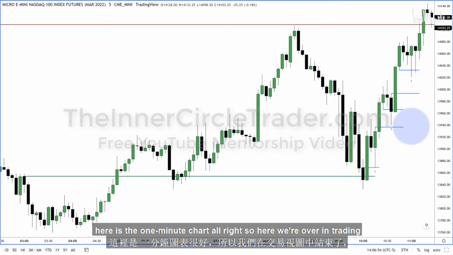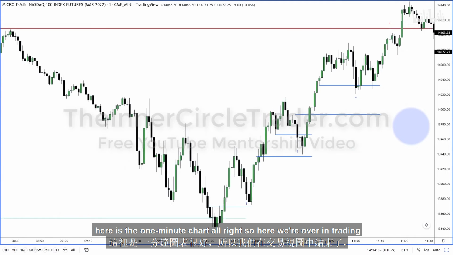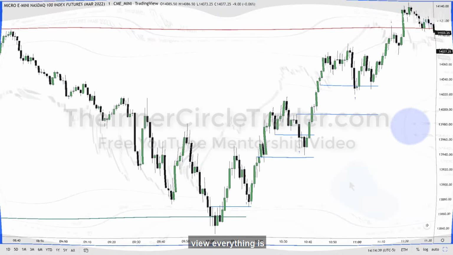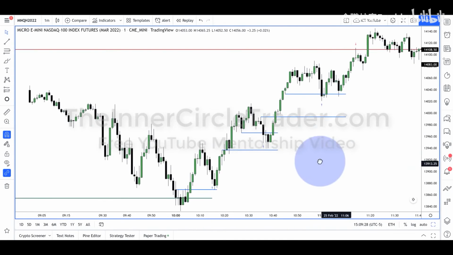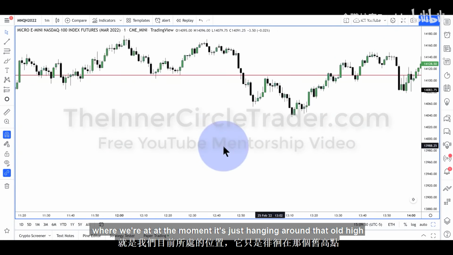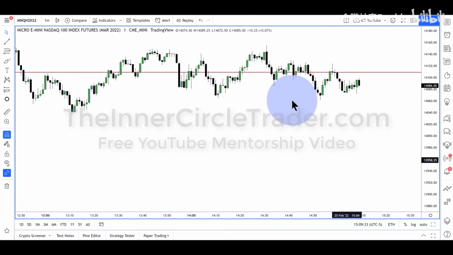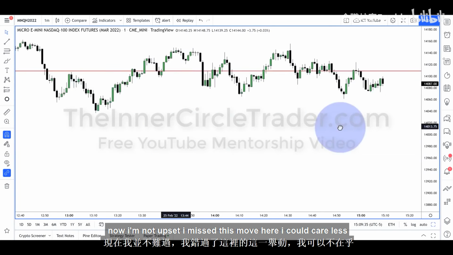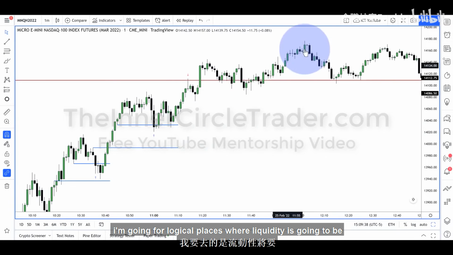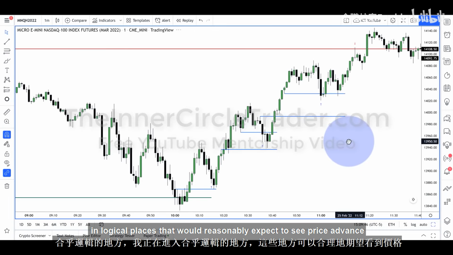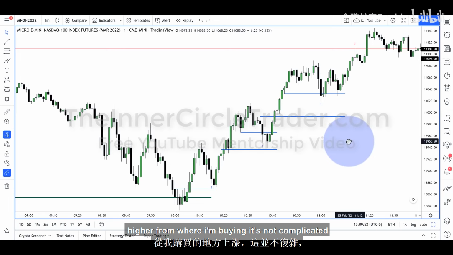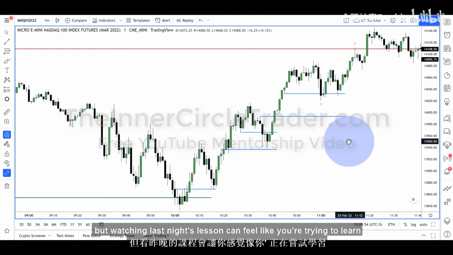Now, here is the 1 minute chart. All right, so here we're over in TradingView. Everything is live printing right now. This is where we're at the moment. It's just hanging around that old high. Now, I'm not upset I missed this move here. I could care less. I'm going for the logical places where liquidity is going to be resting, and I'm entering in logical places that would reasonably expect to see price advance higher from where I'm buying.